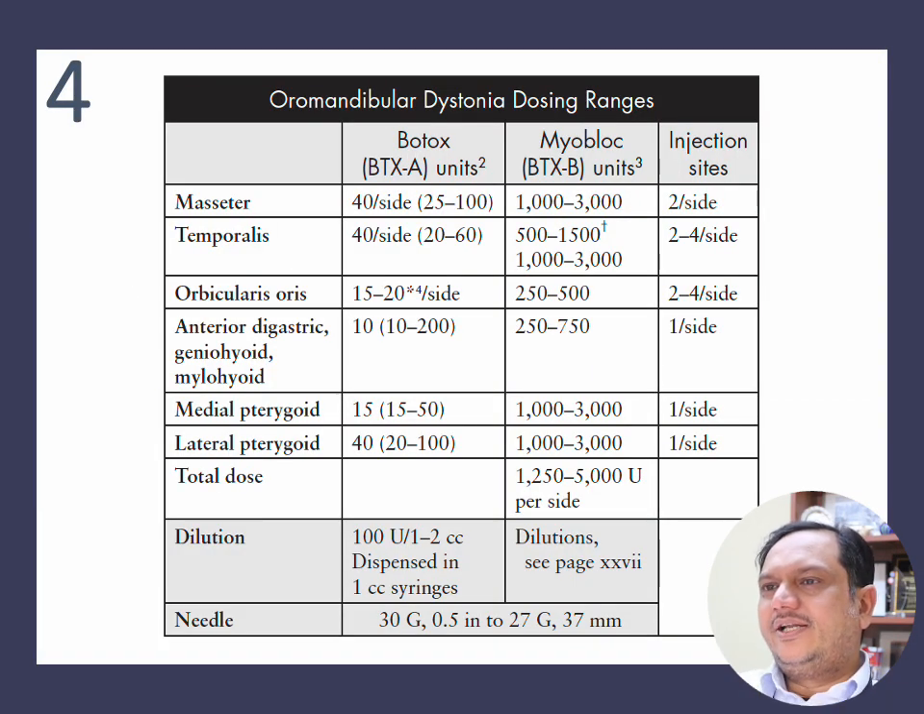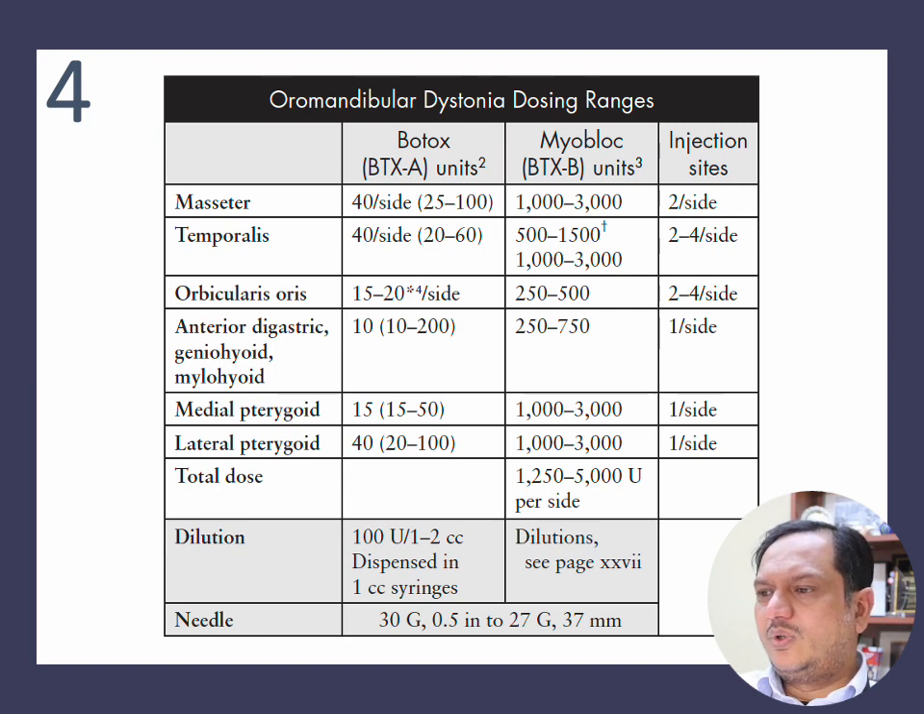All right, so these are the recommended starting doses. 20 to 40 units per side on masseter, 20 to 40 units per side on temporalis are reasonable starting doses for type A, Botox, and Xeomin. And then for pterygoids, probably 15 to 30 for lateral or medial pterygoid is reasonable. For tongue, much lower dose, 5 to 10 units.